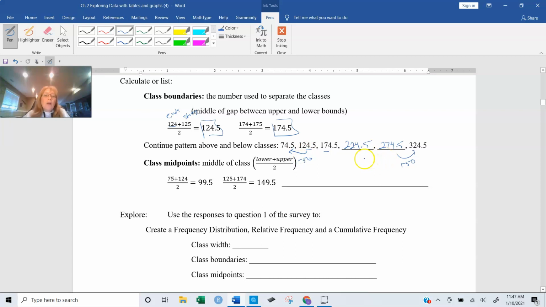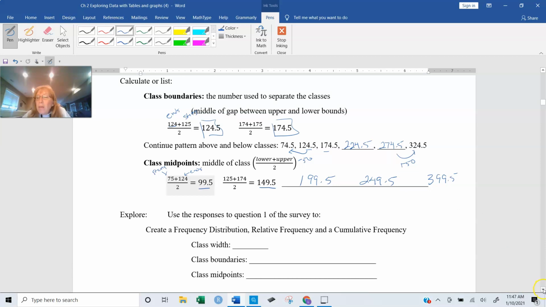Midpoints. So now this is the actual class itself. We know it starts here and it ends here. So for the midpoint, you add and divide by 2. The middle of the first class is 99.5. The middle of the second class is 149.5. Pause and do yours. We are going to use that to create another graph, based off the histogram actually.